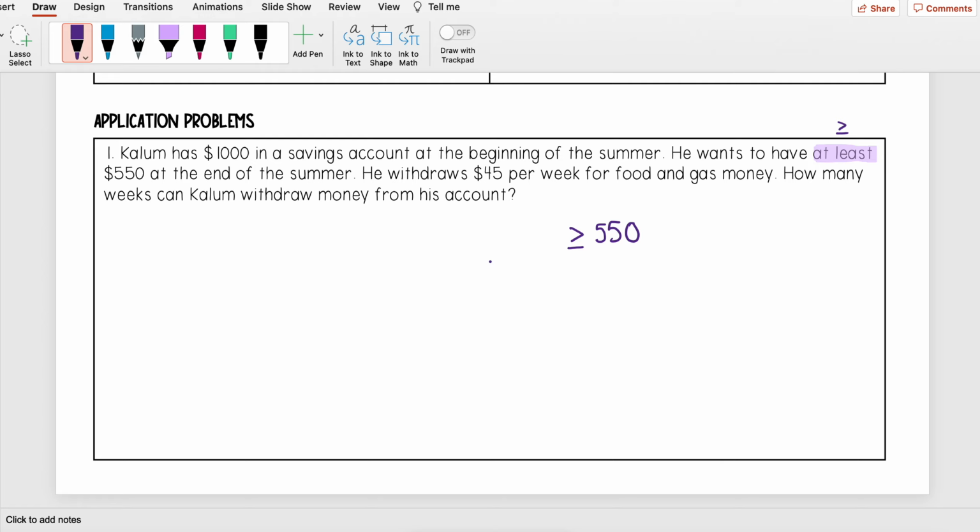Now I need to fill in the information on the left. So I secondly look at what am I looking for. And I see in that last sentence, I want to know how many weeks Callum can withdraw money from his account. So that means that x is going to be number of weeks.